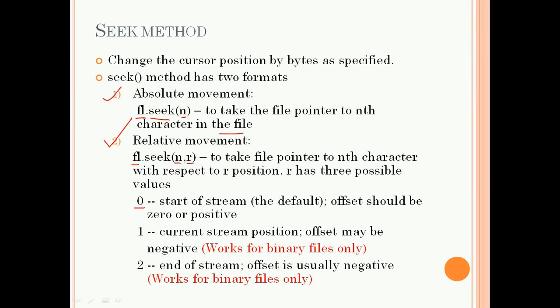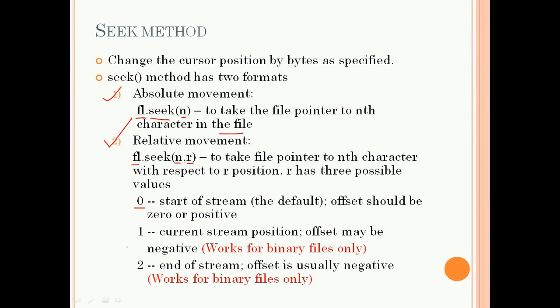If r is 0, that means start of the file. So in this case, the file pointer will move n bytes from the start of the file. That means the file pointer will point to the nth byte.